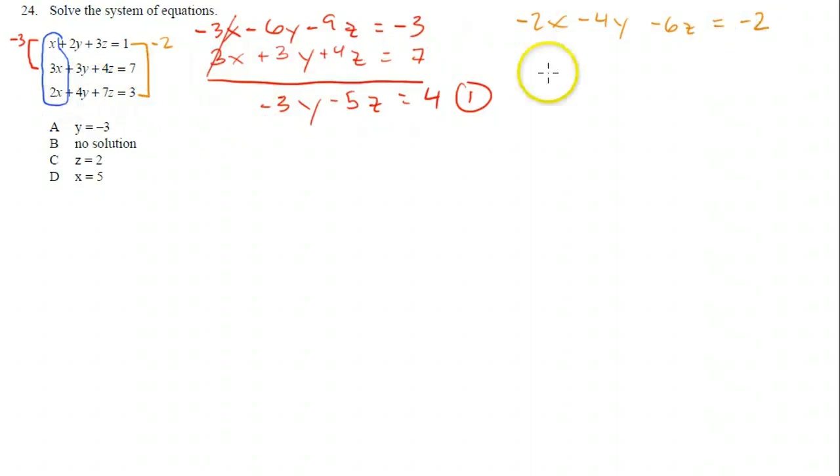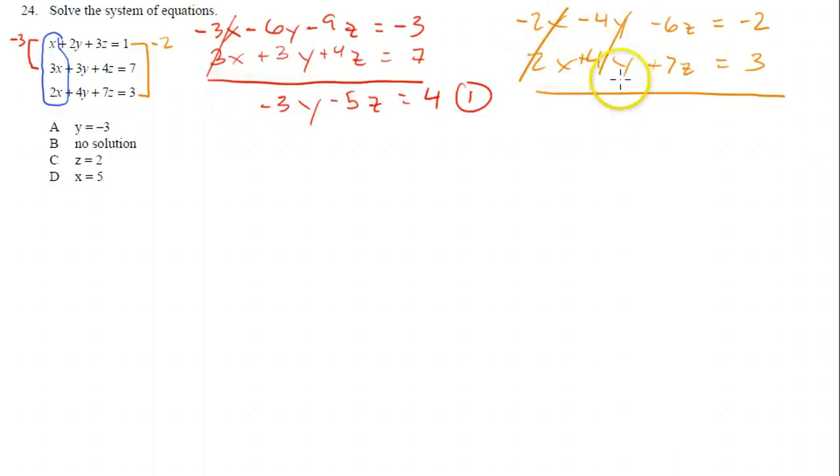I'll recopy the other one, which is 2x plus 4y plus 7z is equal to 3. And this is very nice because not only do our x's cancel, but our y's cancel too. So this makes it one step less that we have to do. And here when I add straight down, I get 1z is equal to 1. And that's our equation 2.